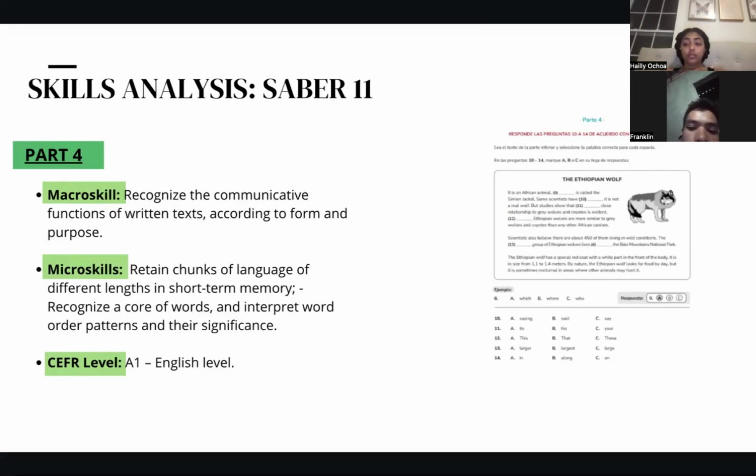And the micro skills are related to the definition of different words and also the interpretation of the order of words in order to understand the purpose and also the significance of these words inside of the text. They also include the micro skills of retaining chunks of language and also understanding the different ranks of these types of chunks in short-term memory. And also in the CEFR level, we can see that this is a very easy test. It's an A1 English level test.